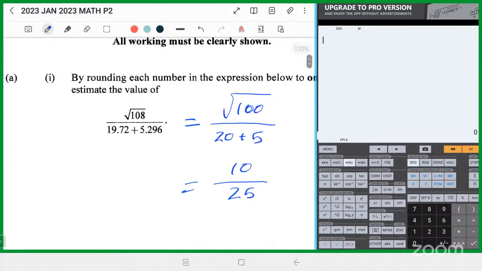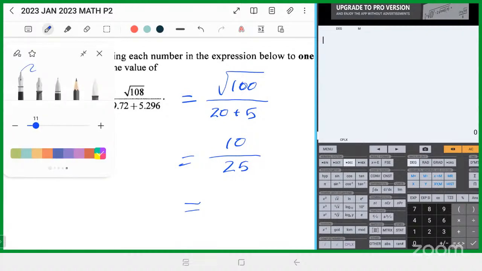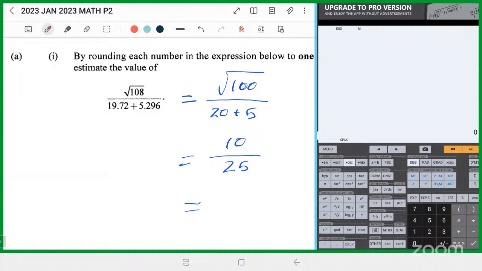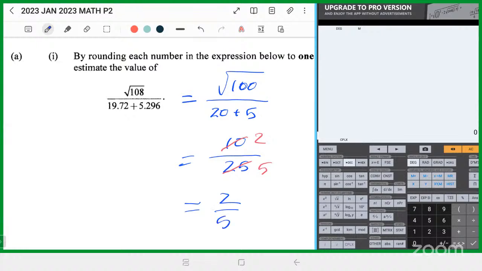Then we'll simplify this. Divide this by 5, we get 2. Divide by 5, we get 2. Divide by 5, we get 1. So, in simple terms, this is equal to 2 over 5. I corrected them to 1 significant figure.